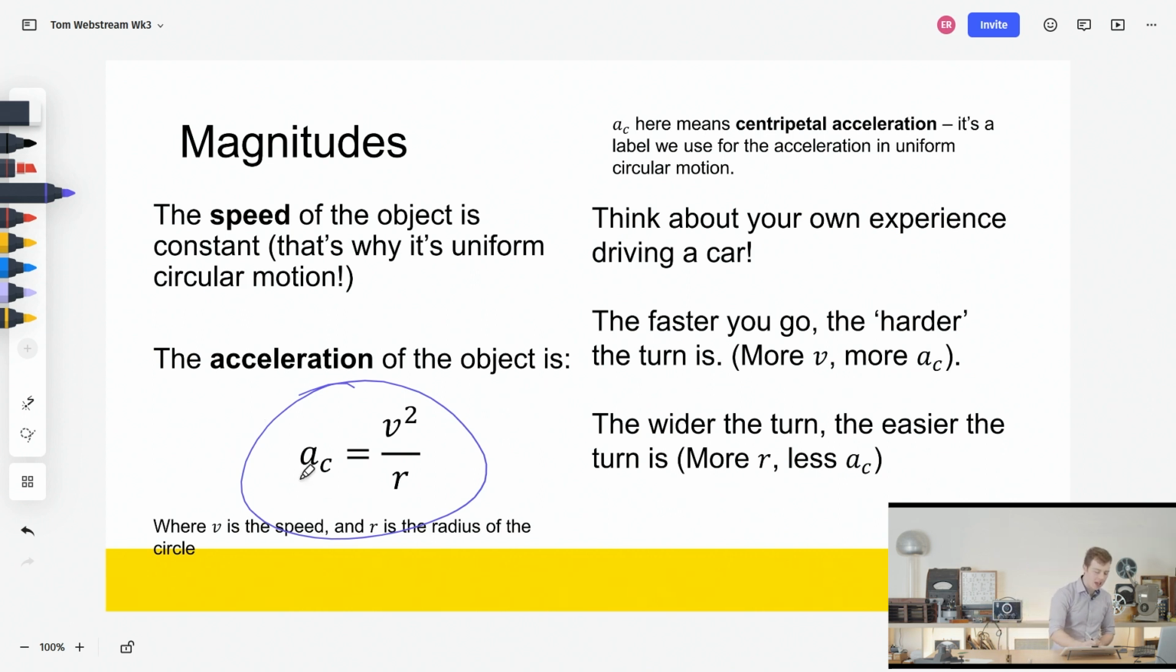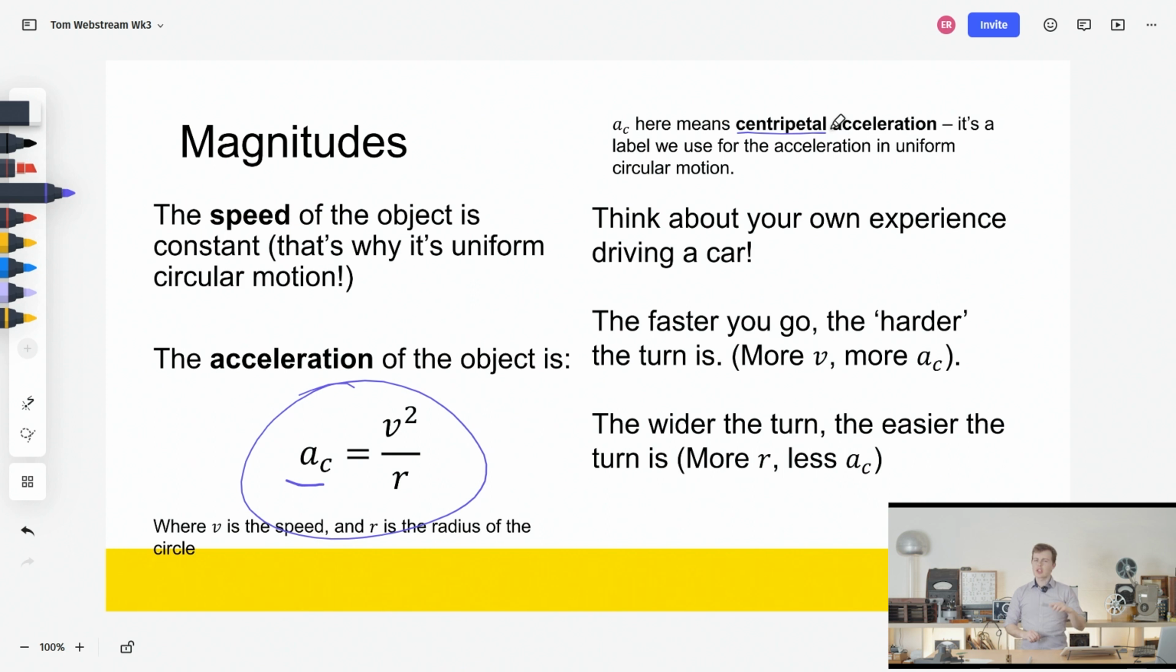We've got a_c here with a c. Now that c means centripetal acceleration. Centripetal is center pointing. It's the word we use for the thing that makes the thing go round in a circle. So we'll have centripetal acceleration and we'll have centripetal force. They are referring to the acceleration of the object as it goes around in a circle, and also to the net force on an object going around in a circle.